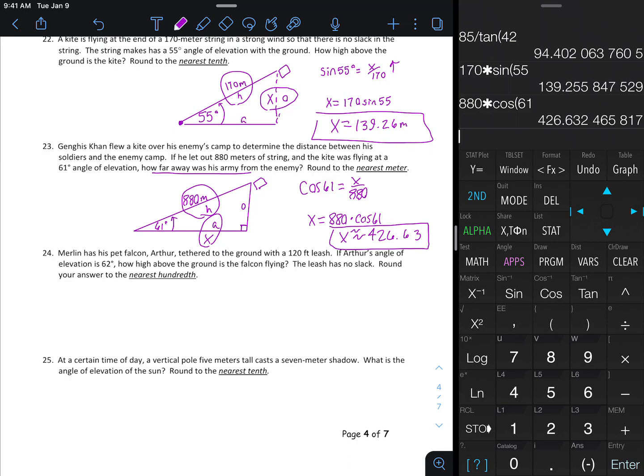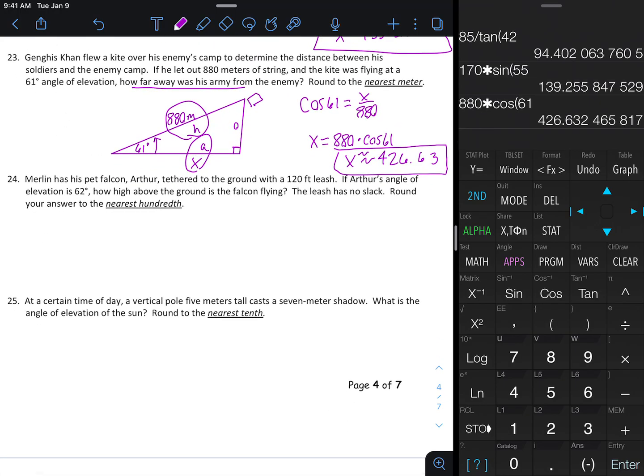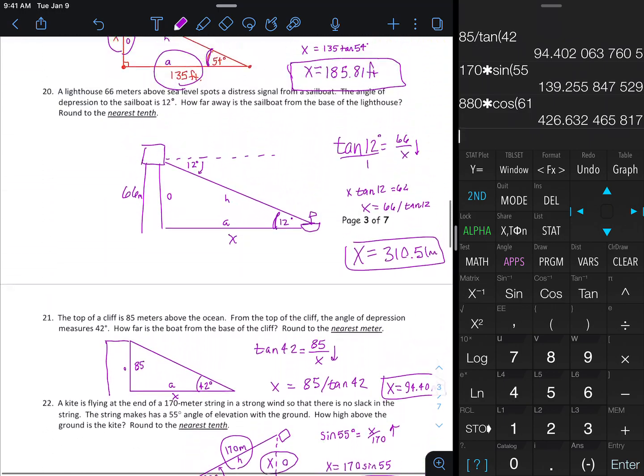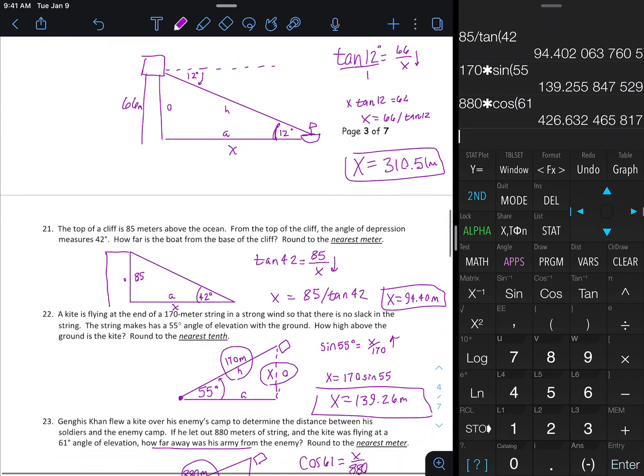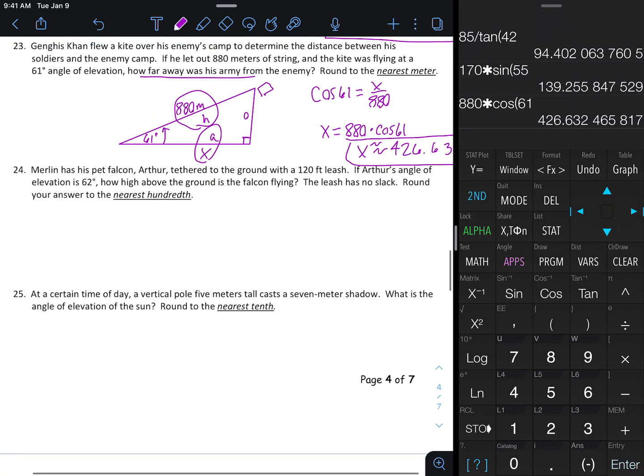Okay, next one here. Merlin's got a pet falcon, Arthur, tethered to the ground with a 120-foot leash. If Arthur's angle of elevation is 62 degrees, how high above the ground is the falcon flying? And oh, you know what? They do have rounding instructions. I just noticed that. Oh well. Anyways, y'all can get the rounding, I guess.